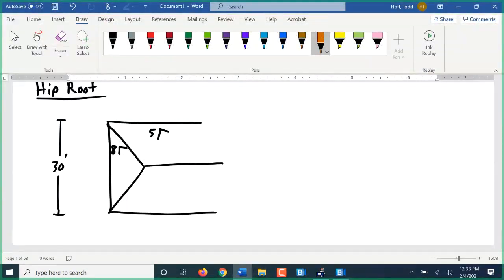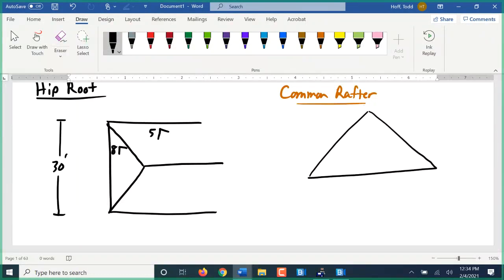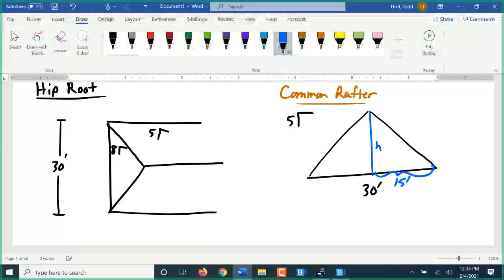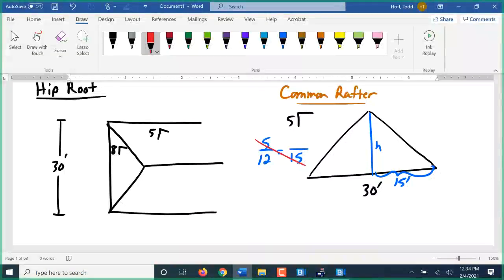So remember, our first steps are to look at the common rafter. The first step is to find the height of that common rafter. We've got a 30-foot span, 5/12 slope. We are looking for this height here. So that's going to go off a run of 15 feet, half the span. So 5/12 equals blank over 15. If we cross multiply and divide, 5 times 15 is 75, divided by 12 is 6.25. That's 6.25 feet of height.